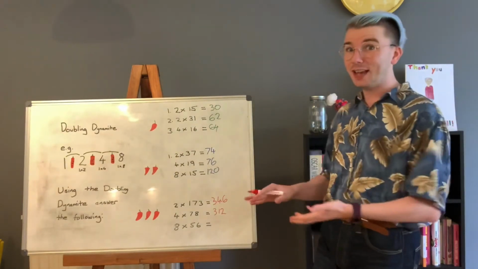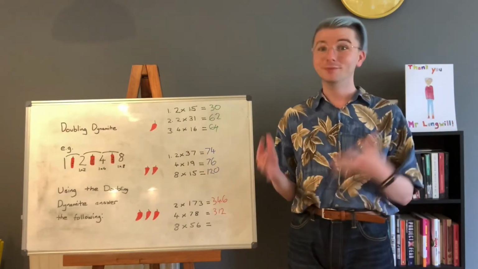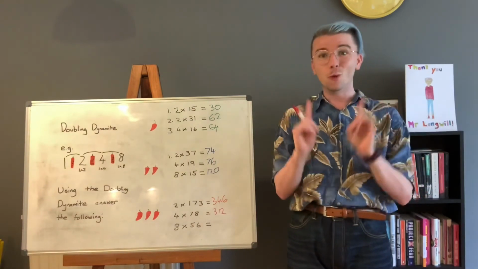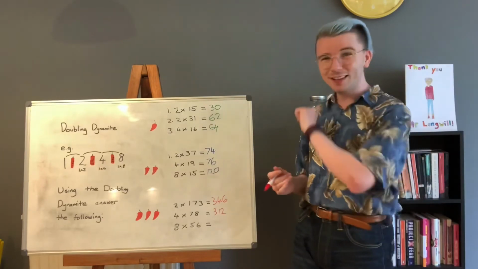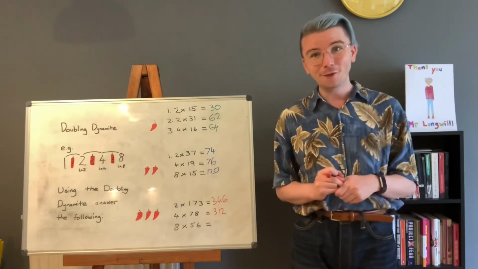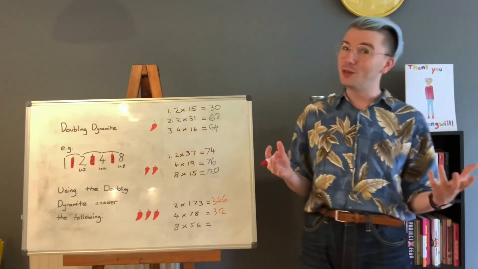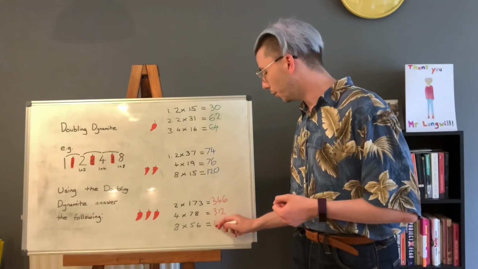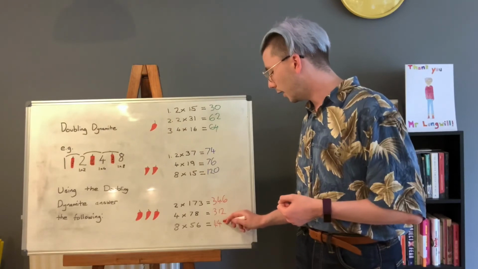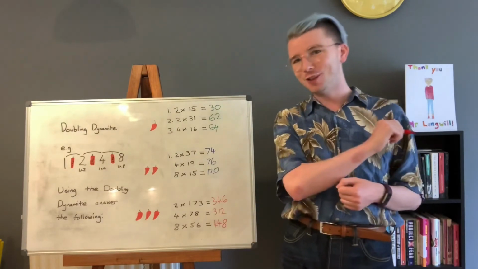So 56, what is that doubled? That's 112. What's 112 doubled? 224. And finally, what is 224 doubled? 448, which is the answer to our final problem. And those are your hot solutions.